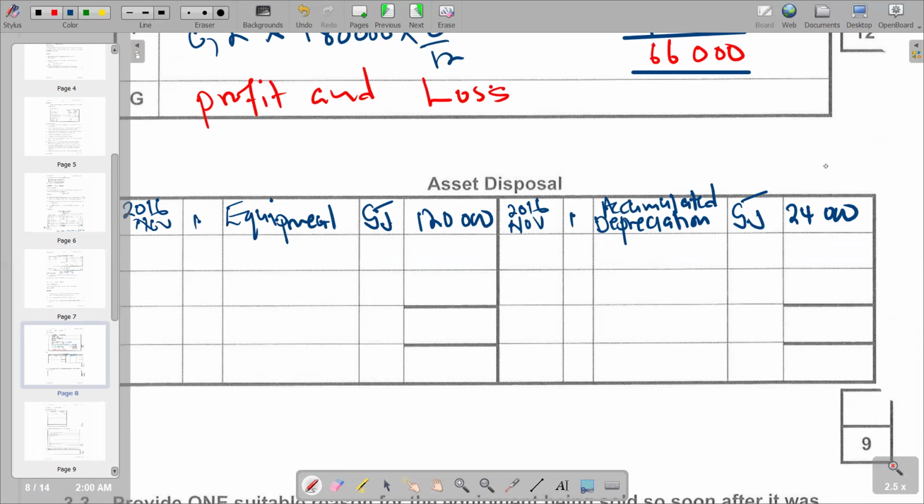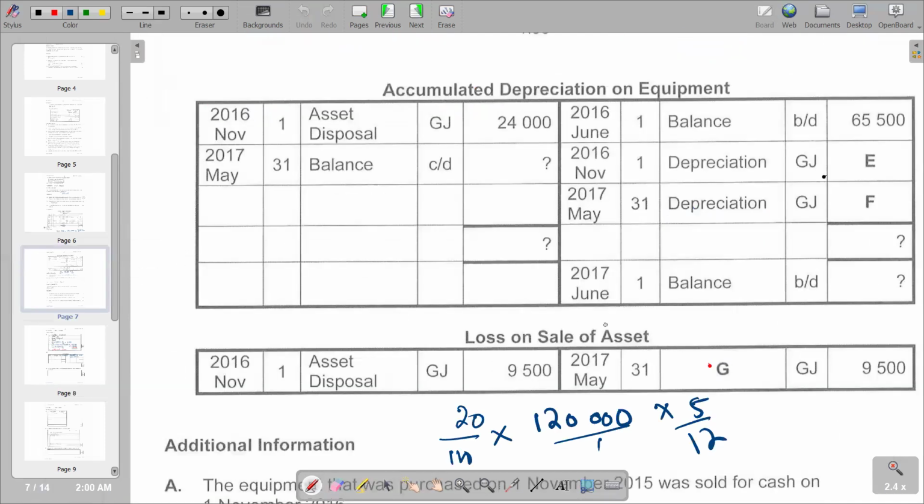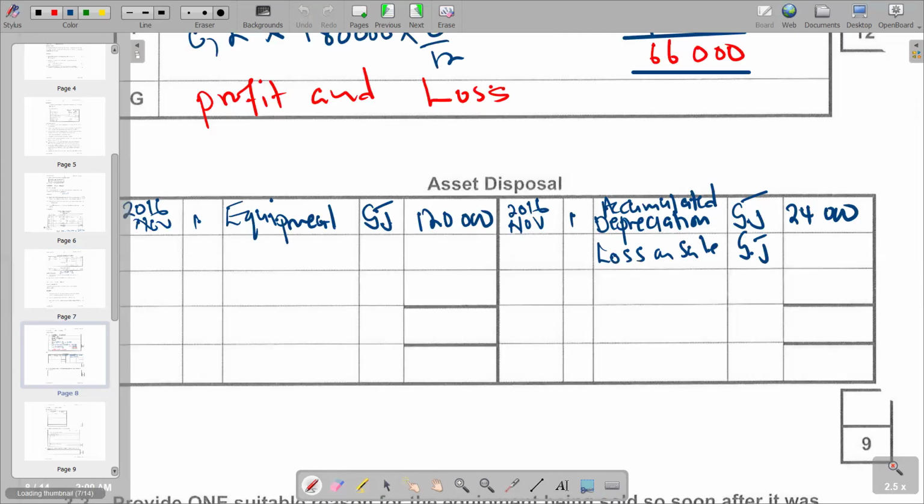And then we are given loss on sale. Loss on sale, we already have it, and it's also general journal. Remember, we are given it here. It's loss on sale of asset, and the amount is 9,500. So very simple. We transfer the 9,500.